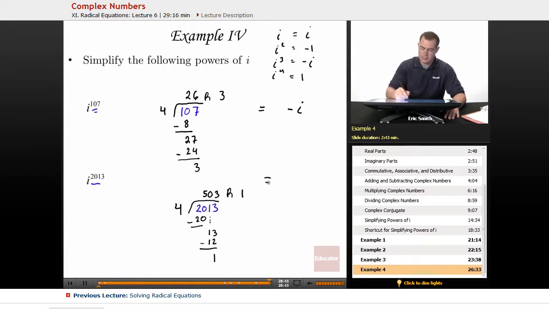So what does this entire thing simplify down to? If I get a remainder of, say, 1, 2, 3, or 0, now I know what it'll simplify down into. It simplifies down into just an i.